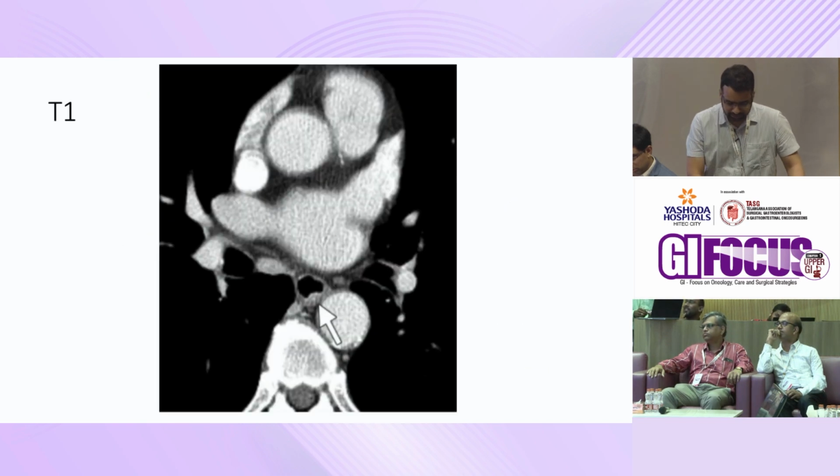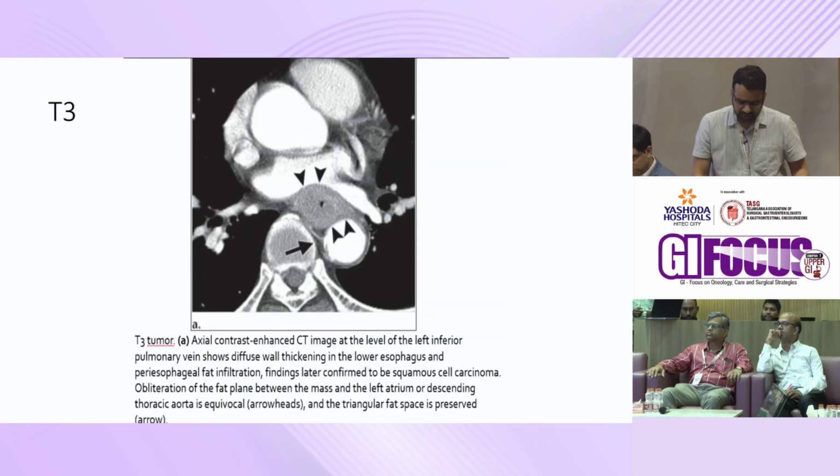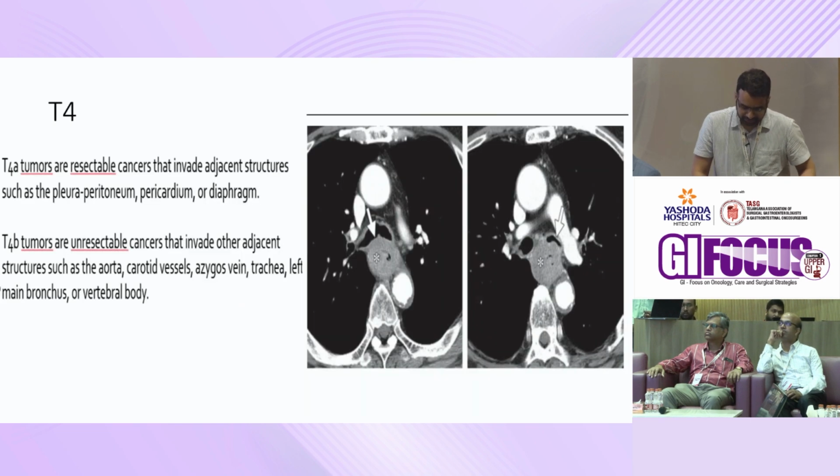This image shows T1 stage esophageal CA, where you can see there is no involvement of the muscularis propria. There is only a small nodular lesion within the lumen. This is a T2 disease where there is involvement of the muscularis propria. This is an image showing circumferential thickening of the esophagus with fat stranding in the surrounding fat planes, suggesting involvement of the adventitia.